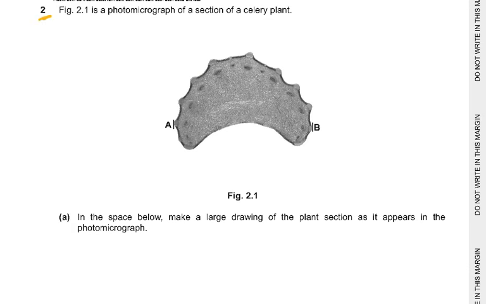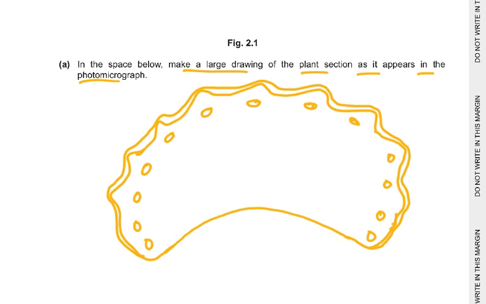Now coming to question number 2, figure 2.1 is a photo micrograph of a section of a celery plant. In the space below, make a large drawing of the plant section as it appears in the photo micrograph. Now please remember this was for 5 marks. I mean, I've drawn a smaller diagram, but it should have been clear, clean, continuous lines drawn with a sharp pencil and no shading.